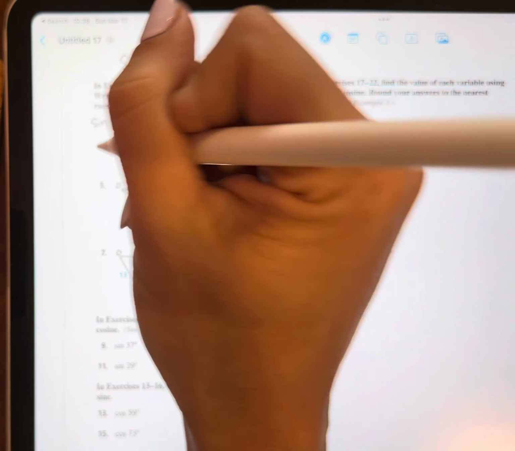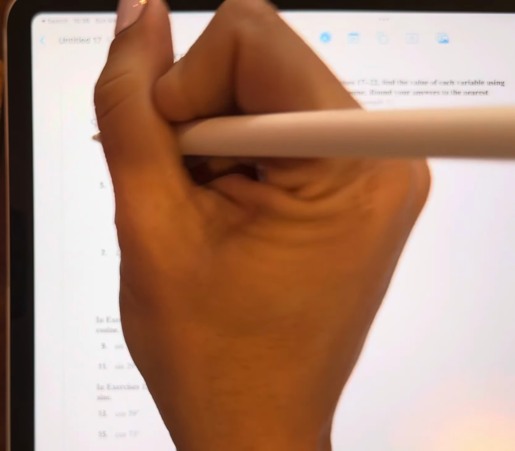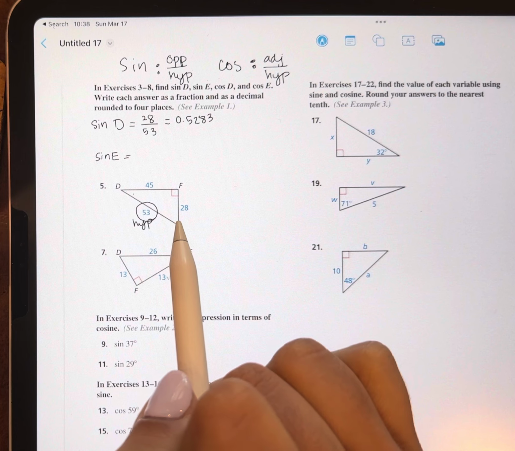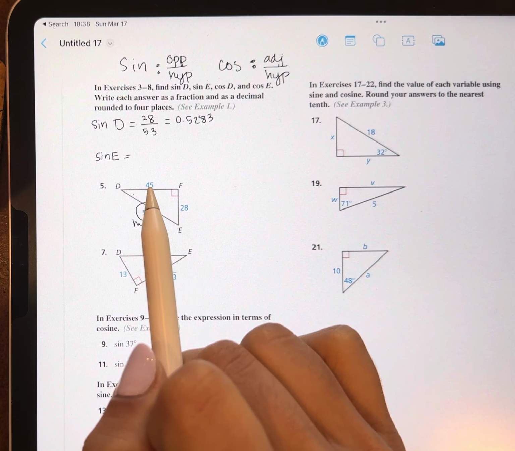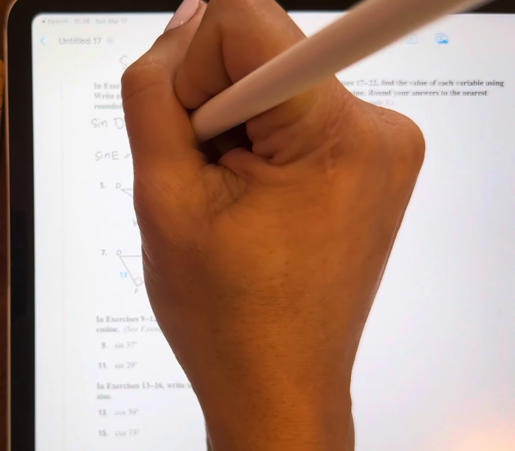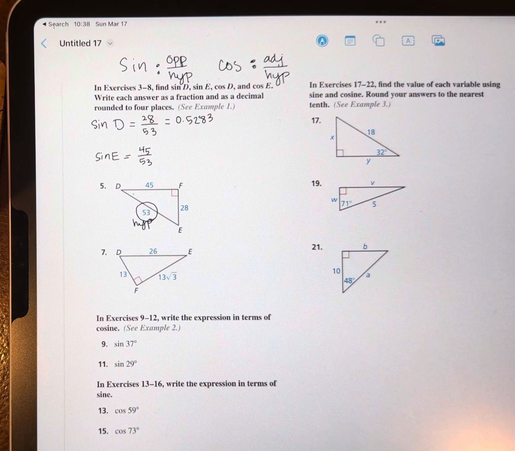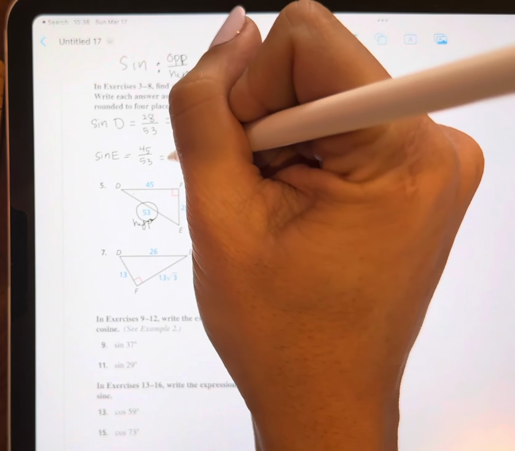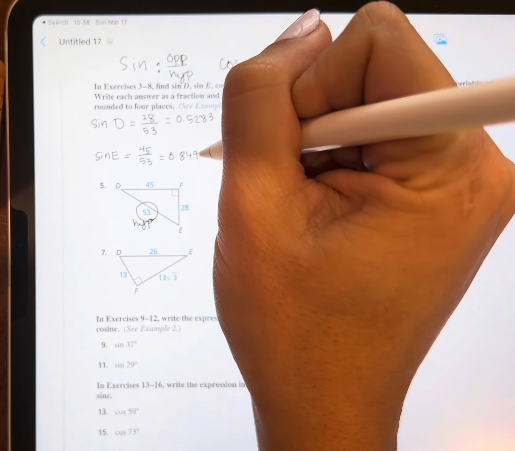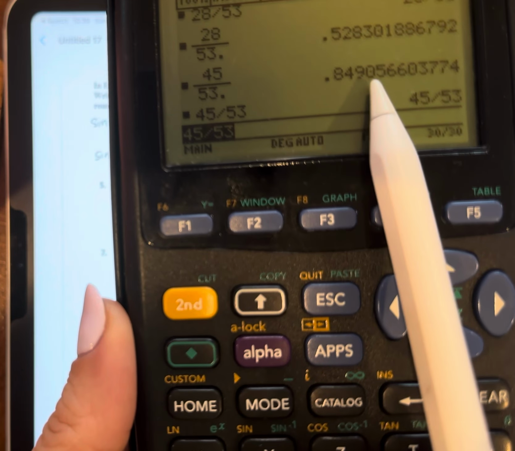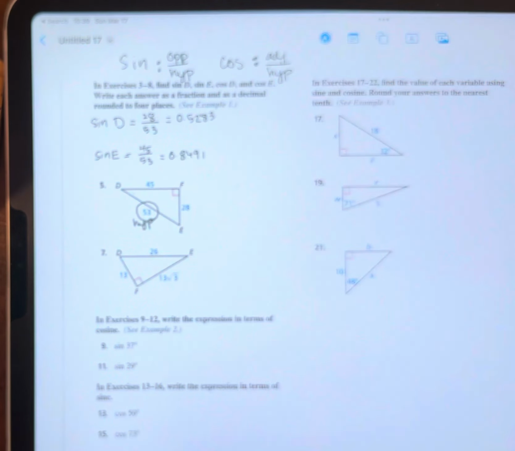Let's see what sine of E equals. So now if I'm standing at E, opposite is 45, and hypotenuse is still 53, always 53. So 45 over 53, and 45 divided by 53 is 0.849, because the next digit was a 5, so that makes me round the 0 up to a 1.